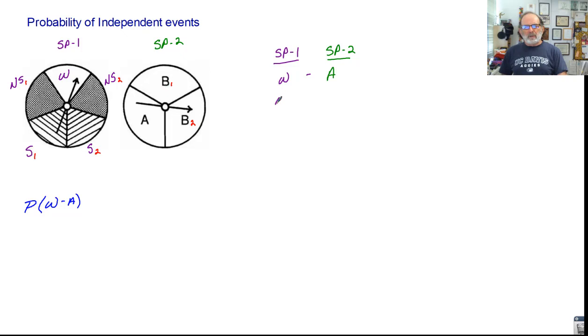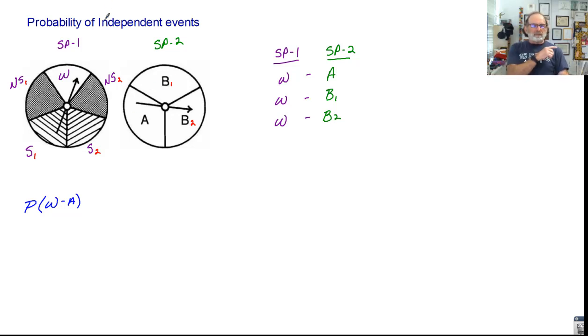It's also possible that I could spin white on the first spinner and then get B on the second spinner. I'll pick the B sub 1, so if the spinner here stopped in this section. And it's also possible I could spin white on the first spinner and have the second spinner land right where they show it here, B sub 2, this second wedge marked B. So notice, for white on the first spinner, there are 3 things that can go with it on the second spinner.